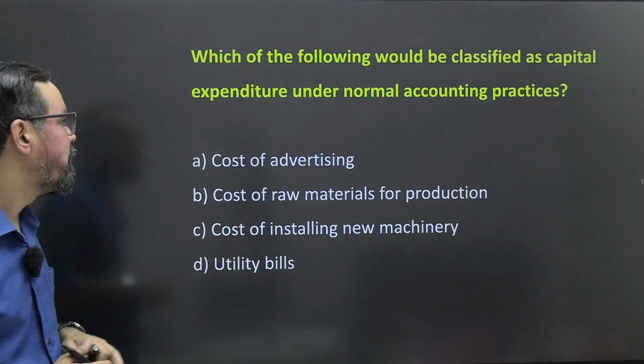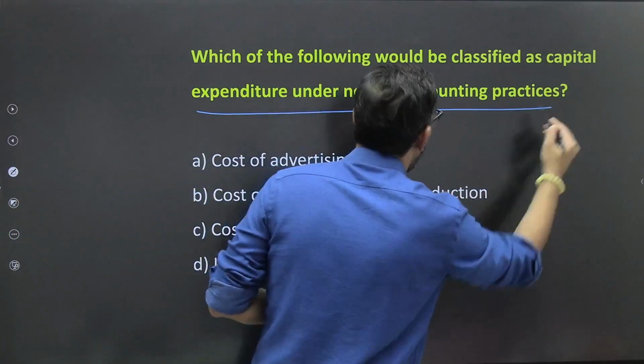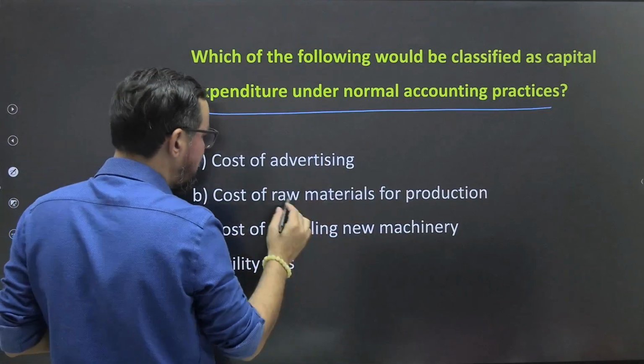Okay, let's go. Next one. Which of the following would be classified as capital expenditure under normal accounting practices? So cost of advertisement.